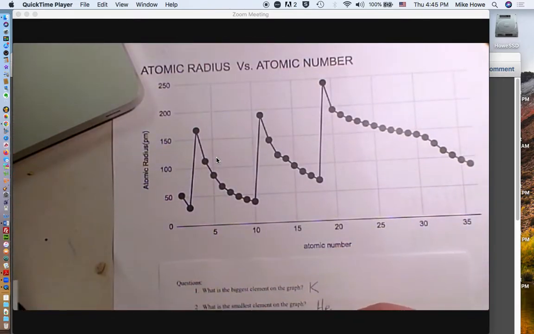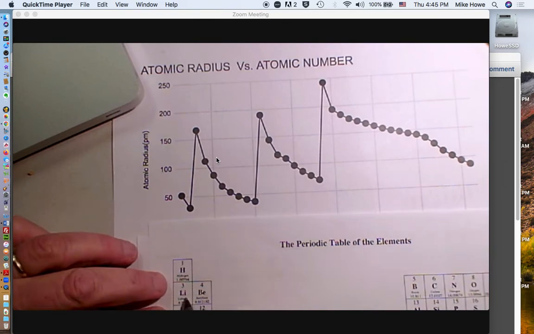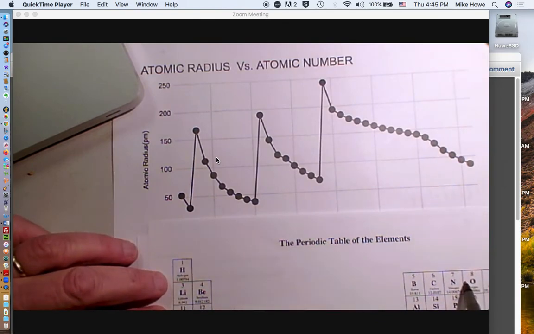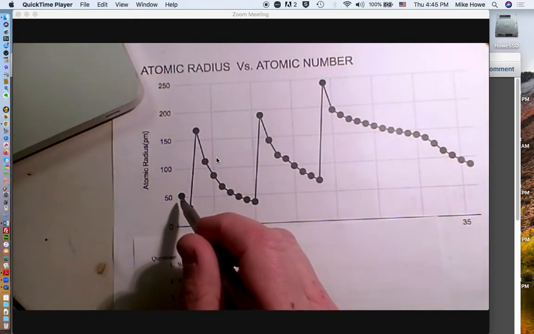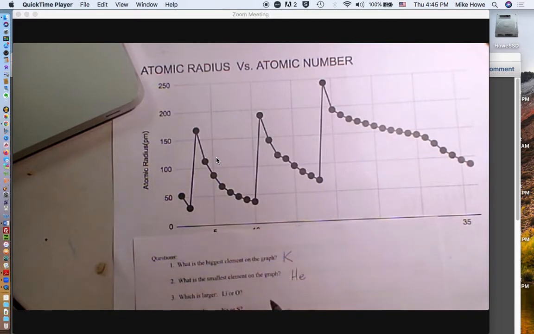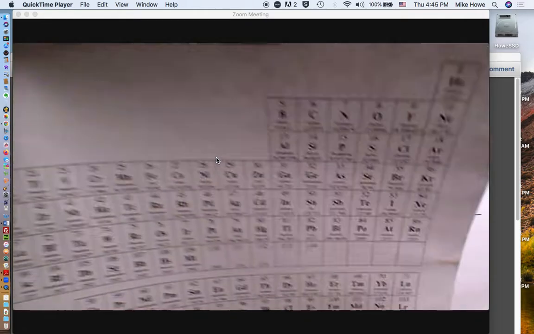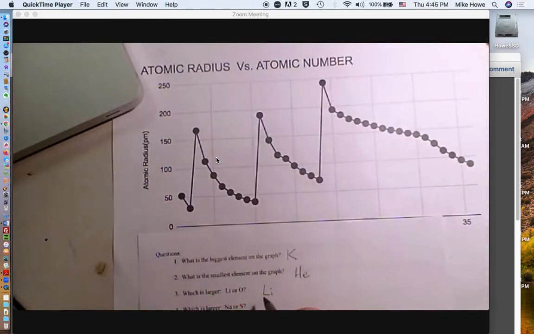Now, which is larger, lithium or oxygen? Well, lithium on the periodic table is element number 3. Oxygen is element number 8. So you look on the graph and find element number 3. 1, 2, 3. And element number 8, that's 10, so 9, 8. So now which is larger? Well, it's lithium. Using the same logic, sodium is atomic number 11 and sulfur is atomic number 16. See, sodium is 11, sulfur 16. So which is larger? It's going to be sodium.